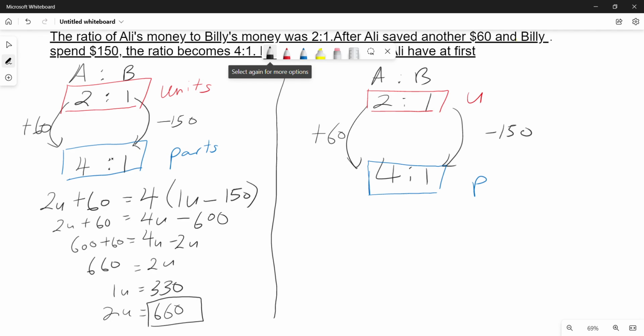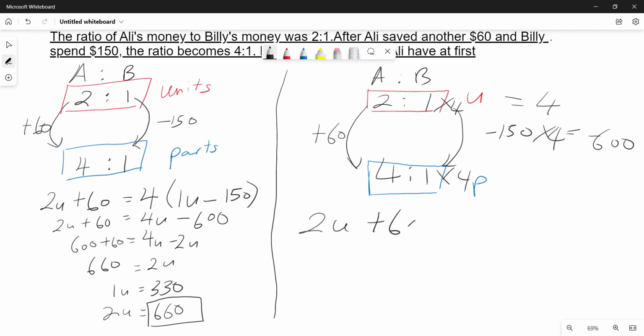So if you want to make this 4, the entire right side we have to multiply by 4, and every component multiply by 4. That means including this, and therefore this is this. So your new ratio will change. It will become 4, this will become minus 600, and this will become 4. So right now your final ratio is exactly the same. So what does it mean? Again, we write an equation. 2 units plus 60 is equal to 4 unit minus 600.